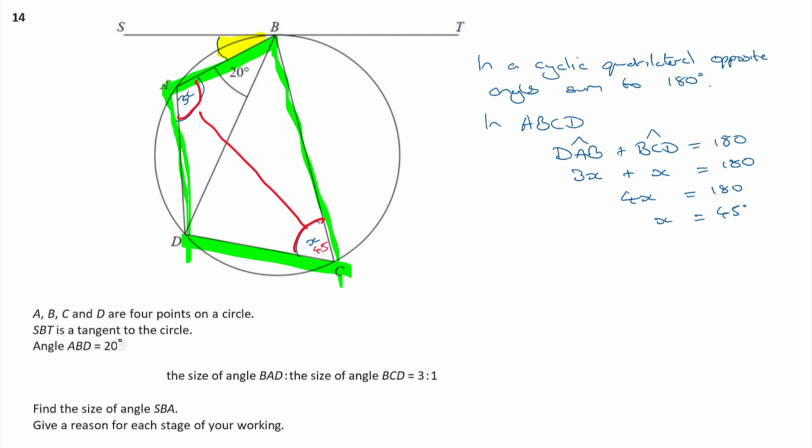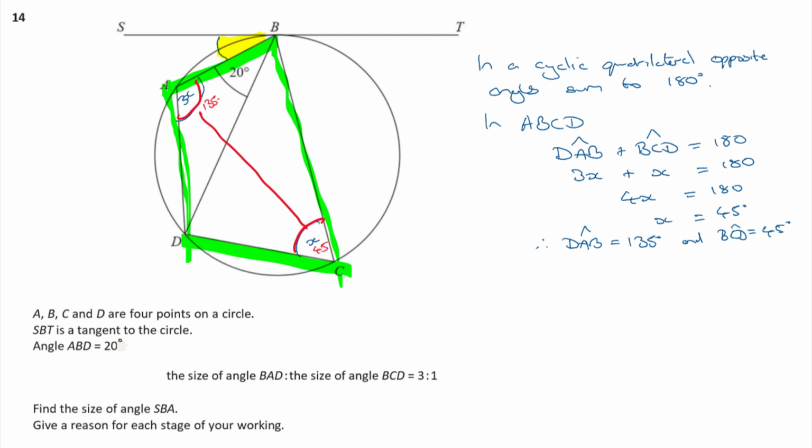Once I got that, now I know that this one down here is 45, and this one over here is 3 lots of 45, which is, what's that, 135. So therefore DAB is 135 degrees and BCD equals 45 degrees. Okay, so we're making progress.